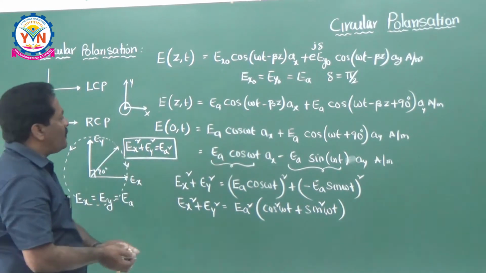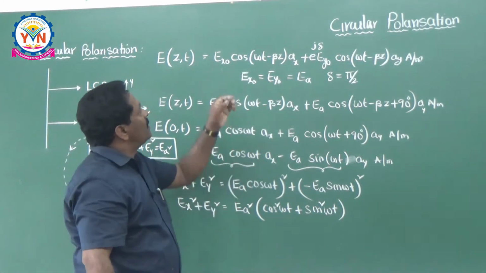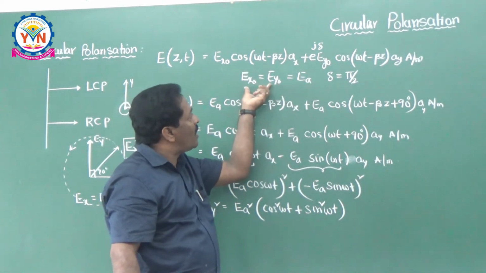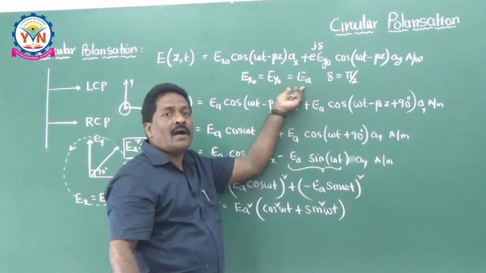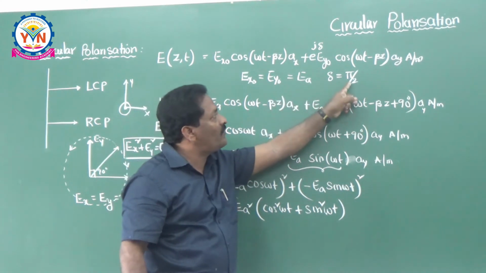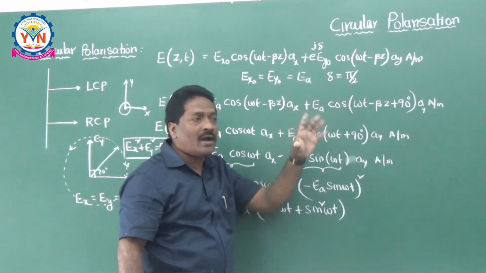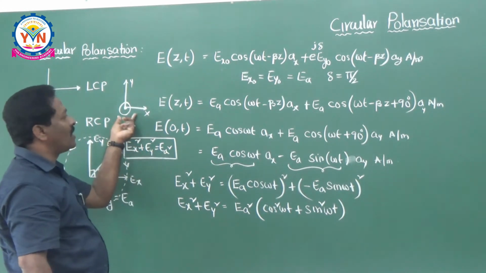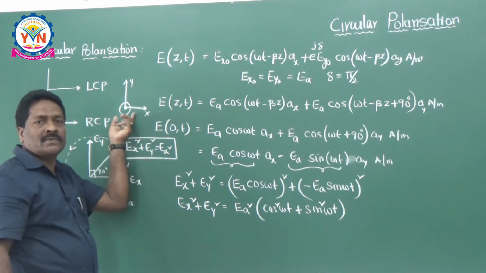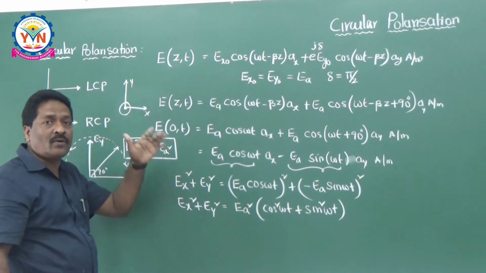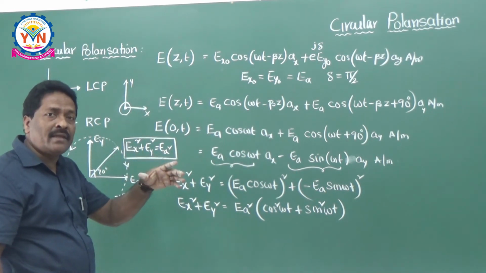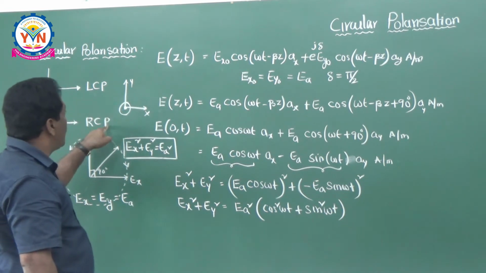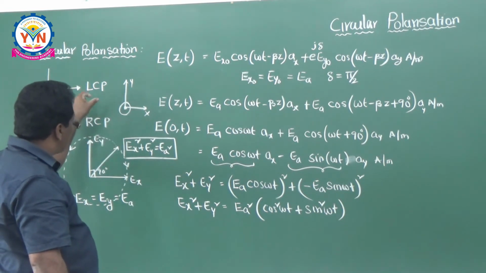So whenever you apply the condition Ex naught equal to Ey naught equal to Ea, that means whenever the two amplitudes are the same and displaced by an angle of 90 degrees, the locus of E is nothing but a circle. That's why it is circular polarization. But I told you that the circle may be either left circular or right circular. We have to see this and we have to state the direction also.